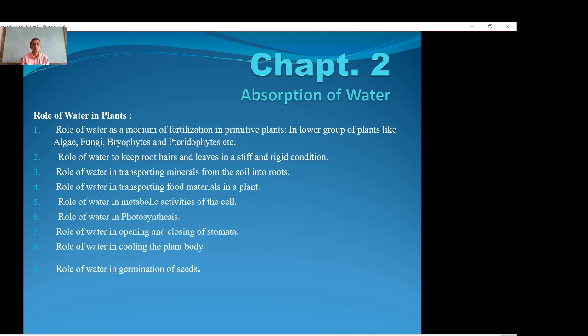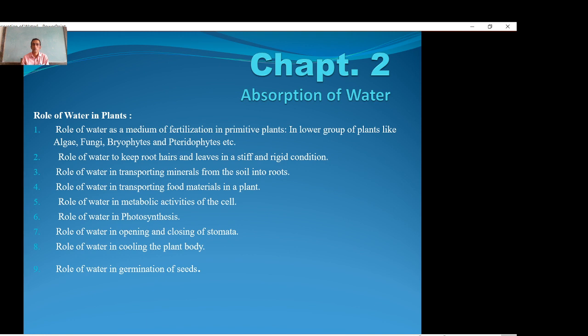Third role of water is transporting minerals from the soil into the roots. We know that plants require water and minerals for growth and development, and these minerals are generally present in the soil. But plants absorb these minerals when they are dissolved in water in the soil. Here water is responsible for dissolving the minerals in the soil, then the plant absorbs these minerals for its growth and development.